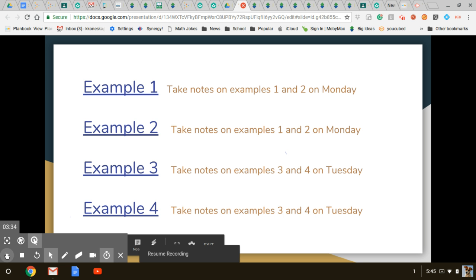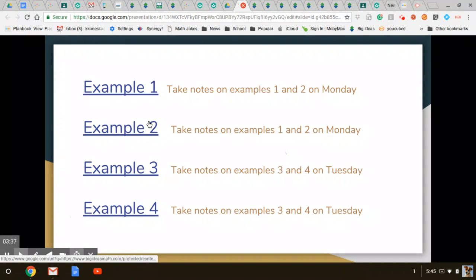To see example 1 and example 2, which are the two that you need to take down for your notes tonight, please go to the next video labeled example 1, example 2.